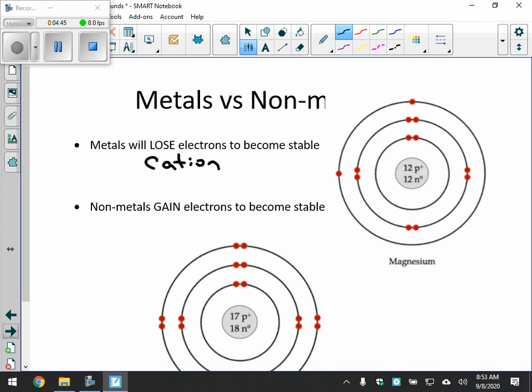So cations are referred to as metals, of course, metals that lose electrons. And non-metals that gain electrons, of course, are called dog ions, because that's the opposite of cat.